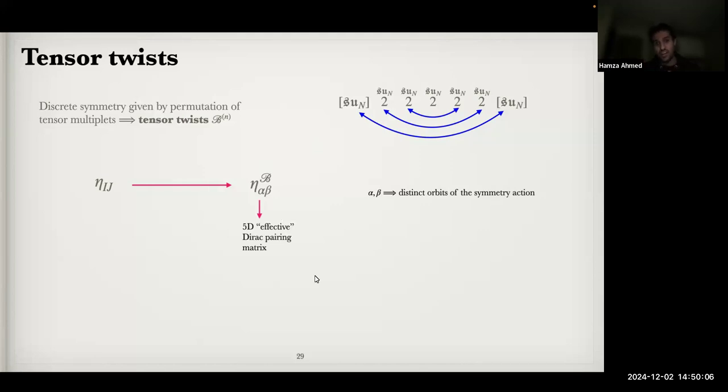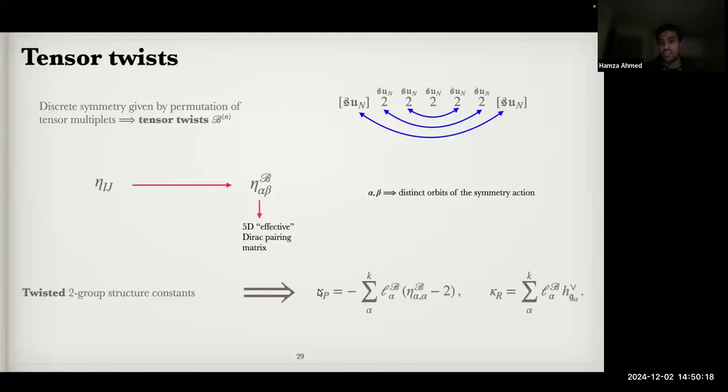And so unlike the case where I had just outer automorphism twists, I can now do these twists, which lead to what are known as twisted two-group structure constants. And because now in this case, these kappa P and kappa R can change, in particular because the Dirac pairing matrix can change. I've just written these in this new notation where you can see these show up.